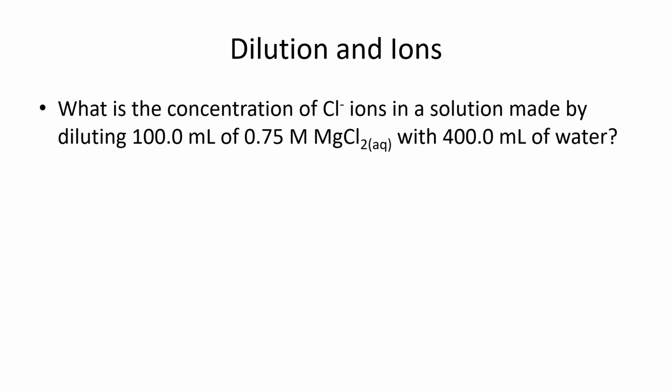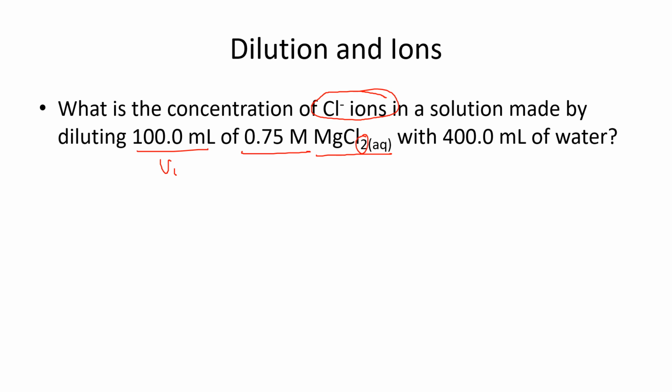Okay, this next one's a little trickier because it involves looking for a concentration of ions, and you start with a concentration of the whole compound. And you can see that there's 2 chlorine ions in this compound. So we're going to use that same relationship, but we're going to have to do an extra step to get to those ions. So we have 100 milliliters again, which is our V1.